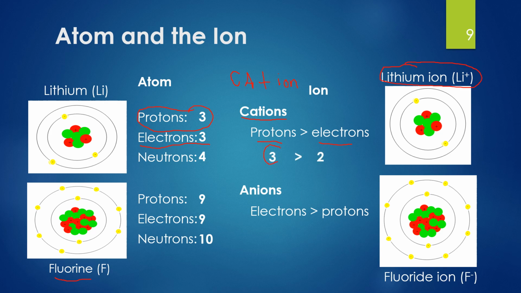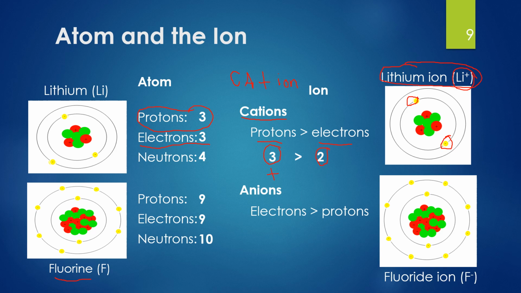So 3 protons still, because it's still lithium, but the electrons are now less. There's only 2 yellow spheres in the picture. So since the protons and electrons no longer equal each other, we now have an ion, and in this case, a +1 ion, because protons are positively charged. So there is 1 more positive than there is negative, so that's how we get the +1.